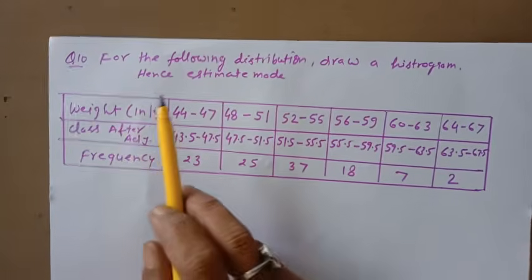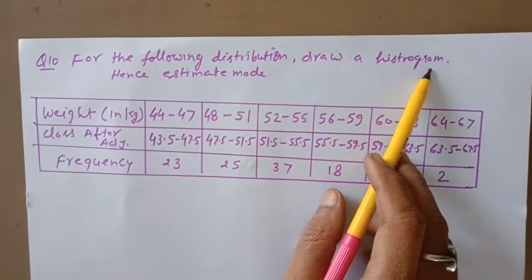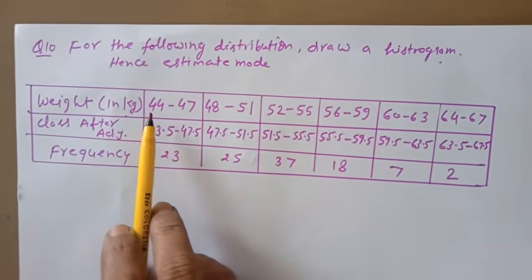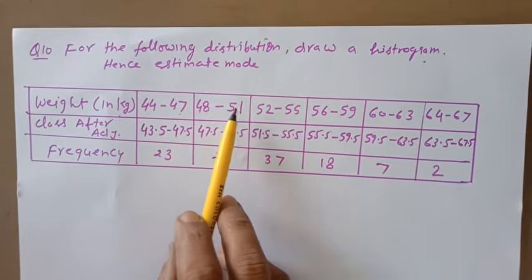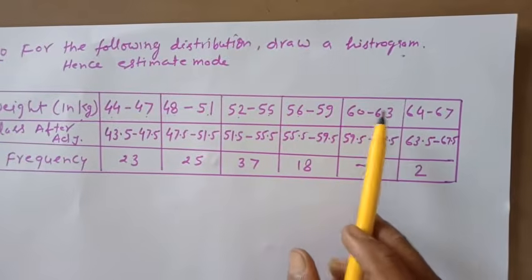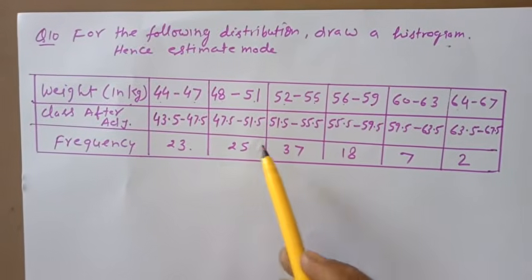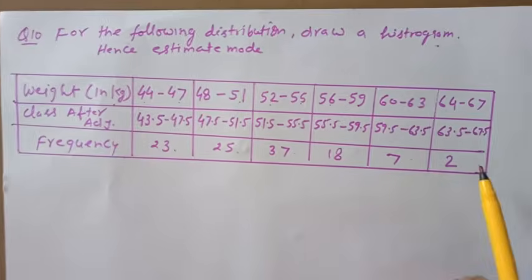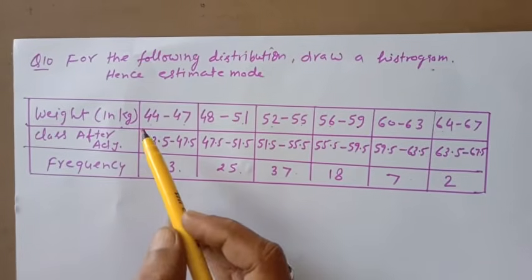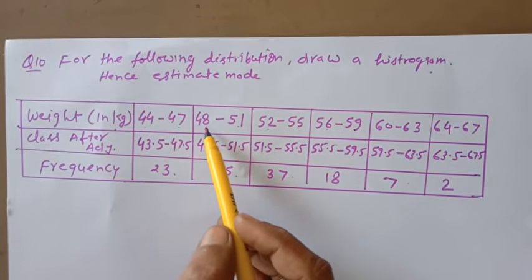You can see another table. Question number 10. For the following distribution, draw a histogram, hence estimate the mode. Here given is weight in kilogram, that is 44 to 47, 48 to 51, 52 to 55, 56 to 59, 60 to 63 and 64 to 67. And the frequency is given 23, 25, 37, 18, 7 and 2. This part is not given in the question. Now we can see that 44 to 47 and the next starts with 48.